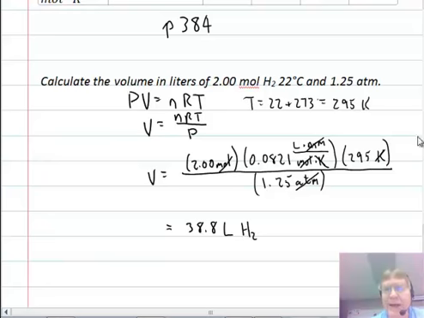Again, I like to solve algebraically. If you don't like to do that, you want to just plug the numbers in there. Just be careful that you don't round until you're all done. Okay? All right, well, let's take a look at one other sample problem.